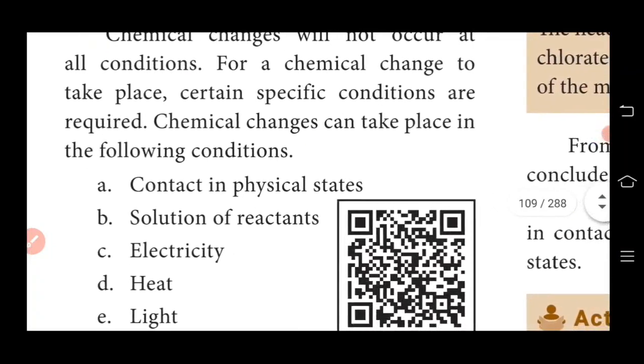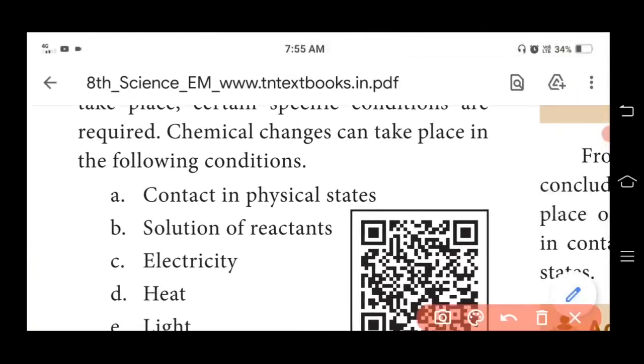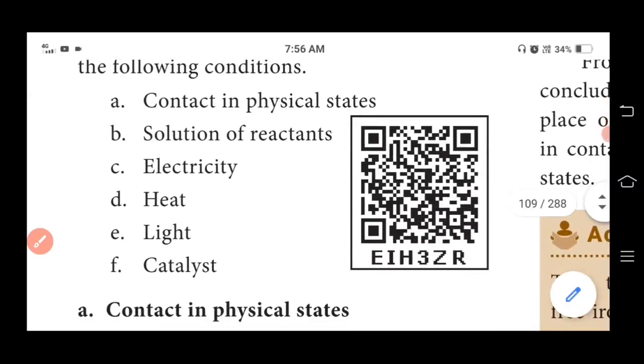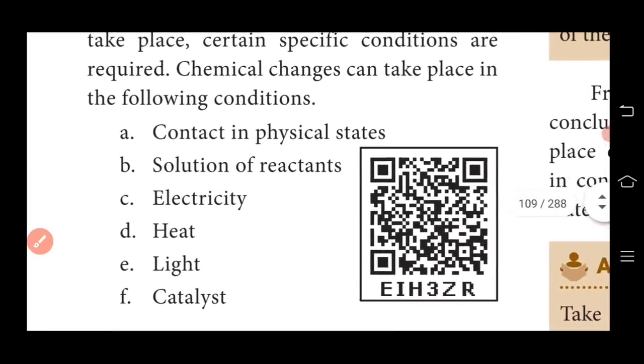The first one is contact in physical state. When two substances are in direct contact, at that time we are able to get a new substance. And then solution of reactants, and then due to electricity, and then heat, light and catalyst. Here, a catalyst means a substance which is used to speed up the reaction.